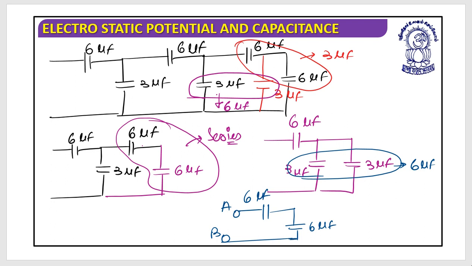As I can see, whatever the charge that is entering from here, it is not having any option, and it needs to move on this. So if it needs to move on this and having no options, that means it's 6 by 2. The final answer would be 3 microfarad.